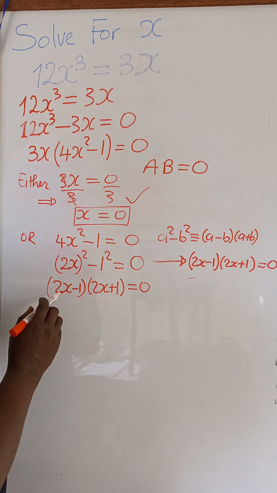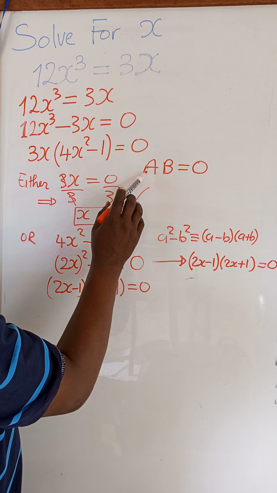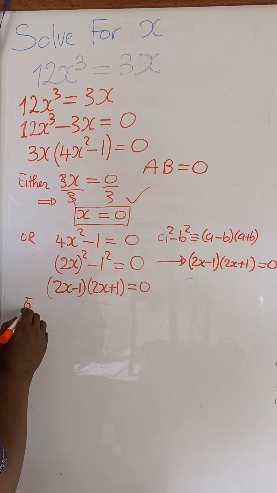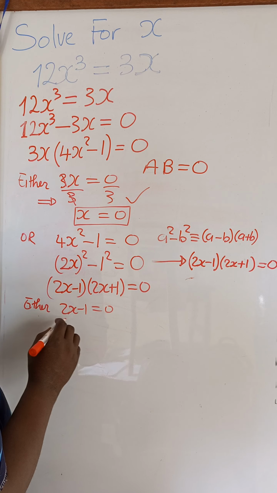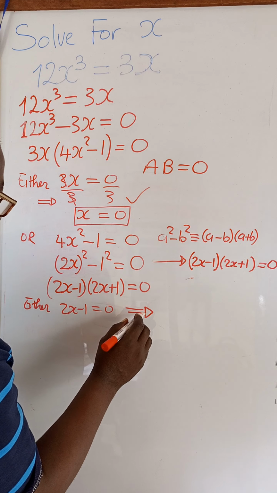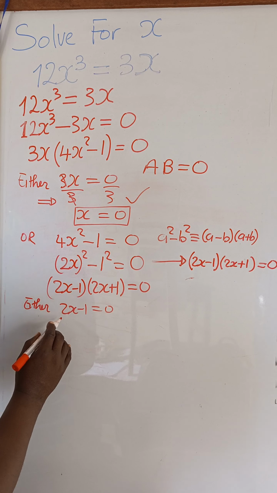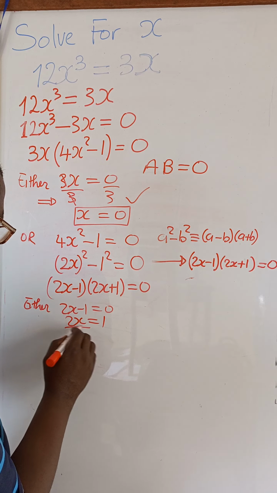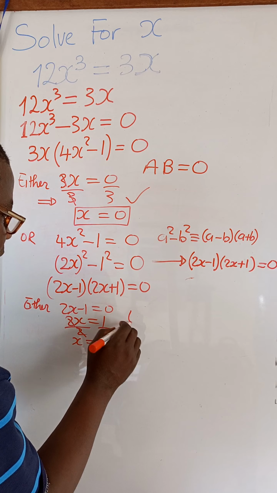Again, we have the product of two things giving us 0. Either this is 0 or that is 0. So we continue. So say either 2x minus 1 is 0. If that is true, then let's present our work down vertically. We take negative 1 that way, we're going to have 2x is equal to 1. And if we divide both sides by 2, we're going to have x is equal to a half.